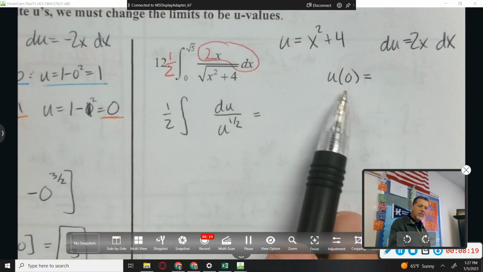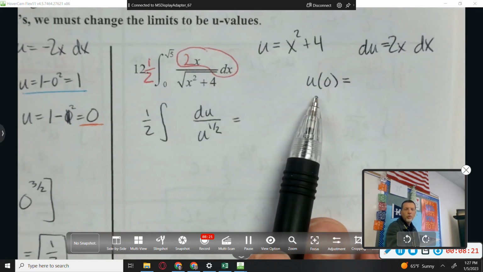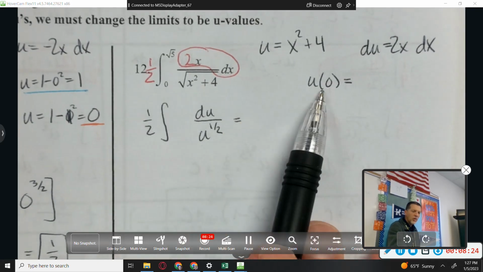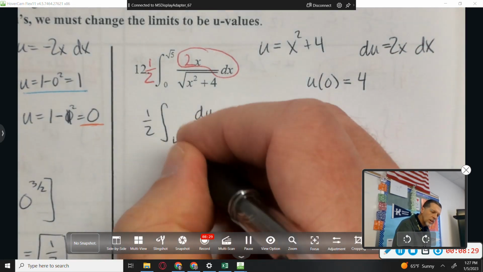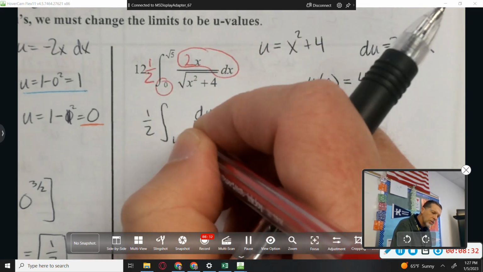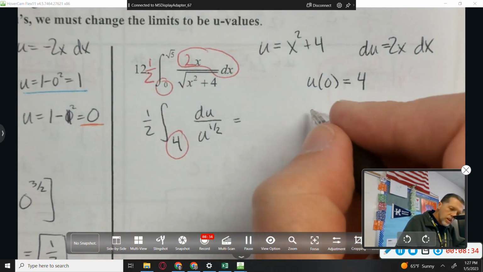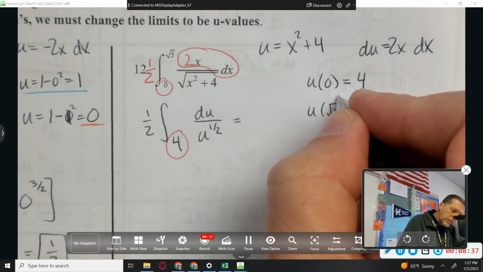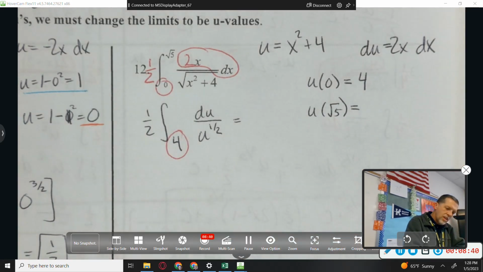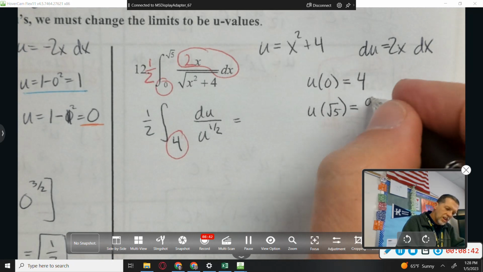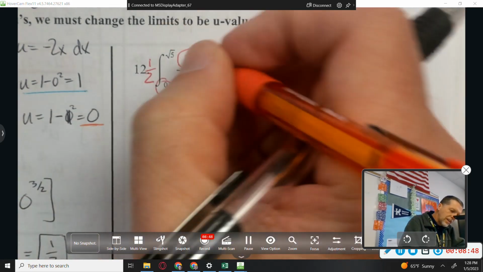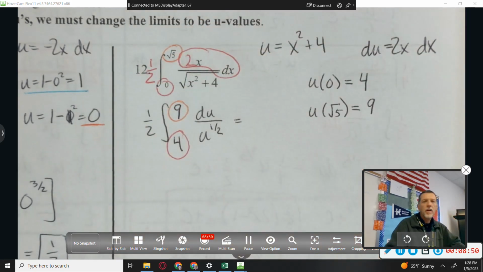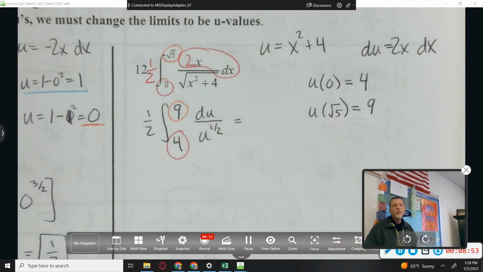I'm going to use this notation because it's shorter. U of 0 means when x is 0, or plug in 0 for x, we get 4. So x equals 0 became u equals 4. If I plug in square root of 5, 5 plus 4 is 9. And I get 9 as the upper limit. So now this problem has been completely switched over to u stuff. Everything is u now.